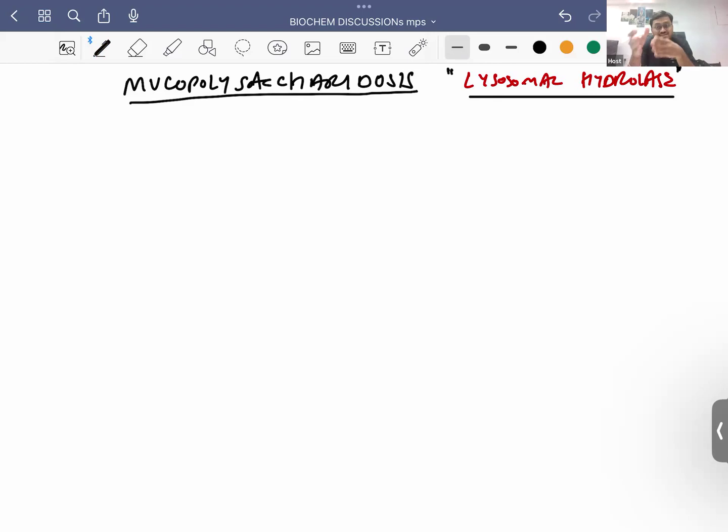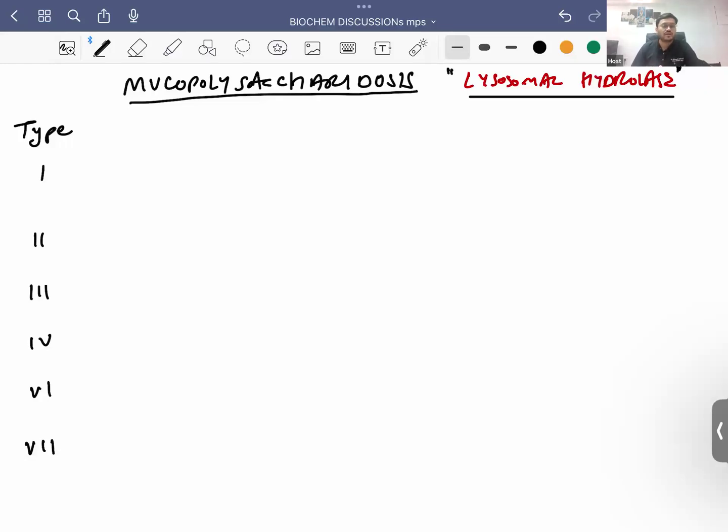Now, depending on which enzyme is defective, different clinical features are there, and depending on the clinical features, we have certain syndromes that we need to know. So there are types 1, 2, 3, 4. Remember, type 5 is not there. So 1, 2, 3, 4, then 6, and then 7. There are 7 types of mucopolysaccharidosis in total; because number 5 is not there, it goes up to number 7.